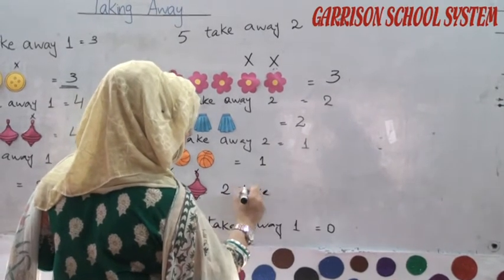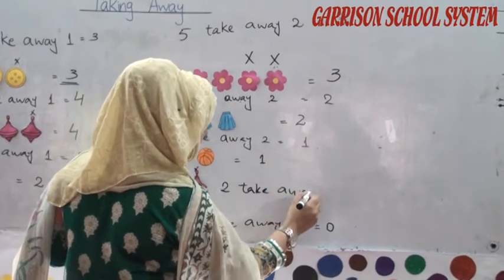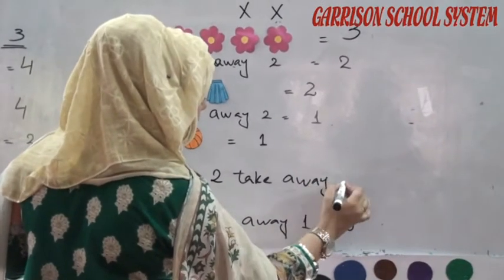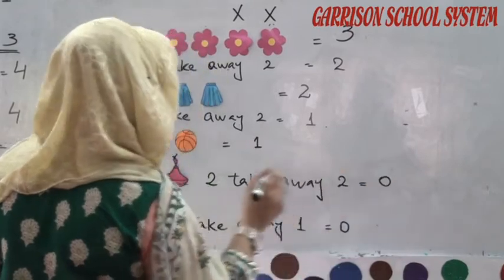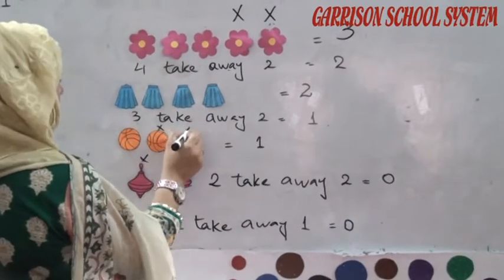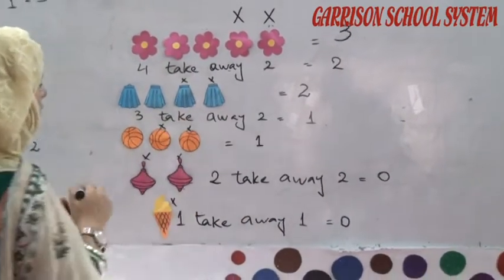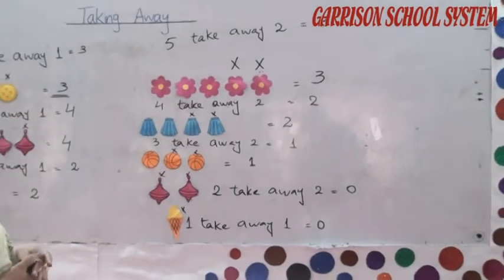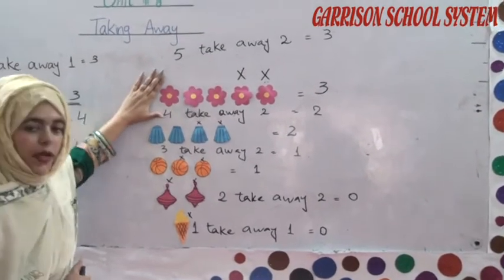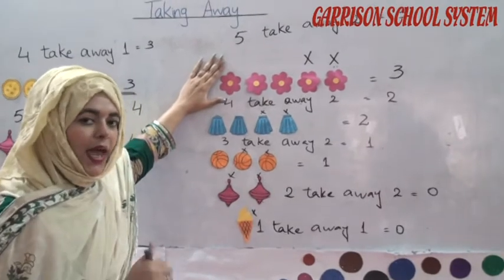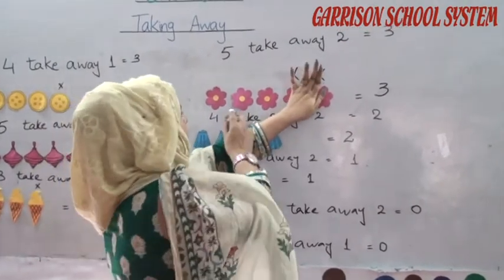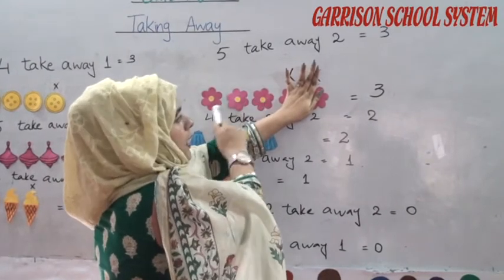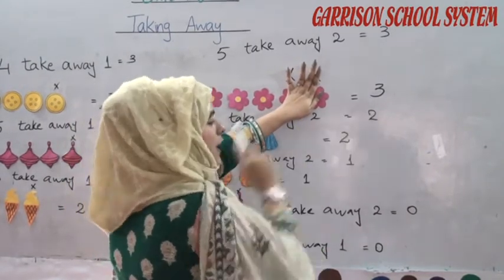Take away 2. This is how it goes. Like we have 5 flowers, right? We have 5 flowers. We take away 2. How much will we be left with? 1, 2 and 3. We will be left with 3 flowers.